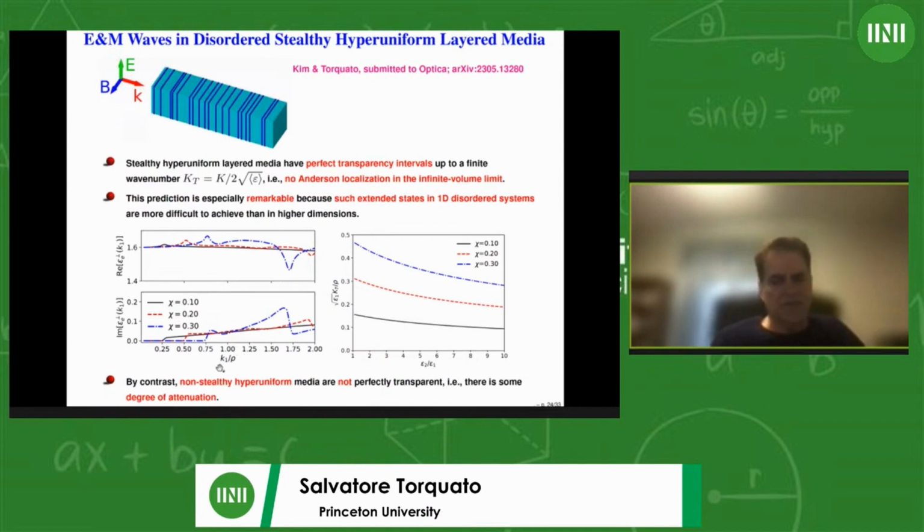By contrast, we can show that the non-stealthy hyperuniform media are not going to be perfectly transparent in the infinite volume limit. That means that there is going to be some degree of attenuation. Now, of course, there are practical aspects to this that I'm not going to have time to describe.